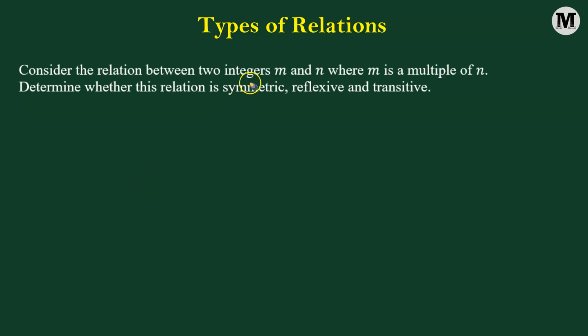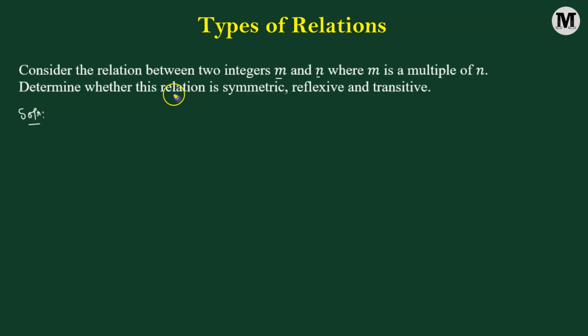Consider the relation between two integers m and n, where m is a multiple of n. Determine whether this relation is symmetric, reflexive, and transitive. Let's try to understand the problem first. So here we have two integers, m and n, and m is going to be a multiple of n.